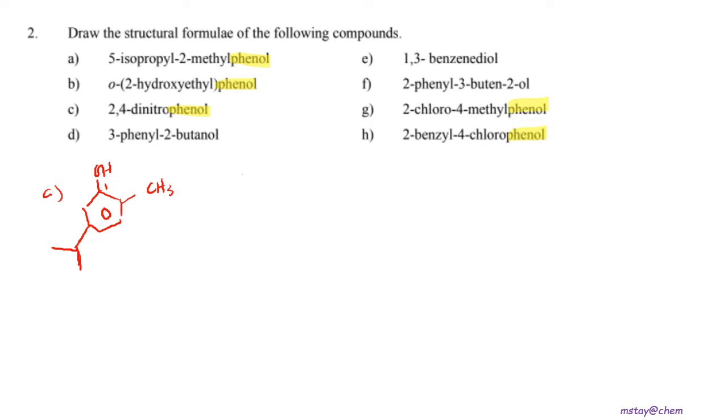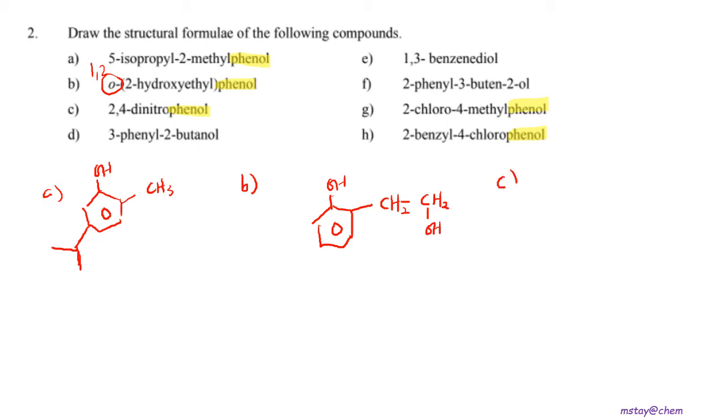Continuing to B, we have phenol again. The carbon which is attached to the OH will be considered as first carbon. So the second carbon will have 2-hydroxyethyl. So ethyl consists of 2 carbon, and then there is 1 hydroxyl group at the second carbon. So this one will be CH2, and then this one also CH2.